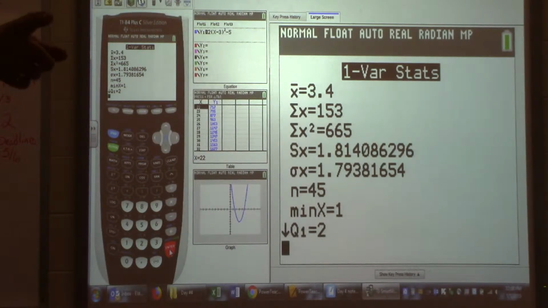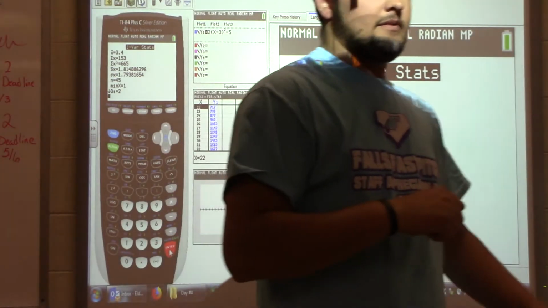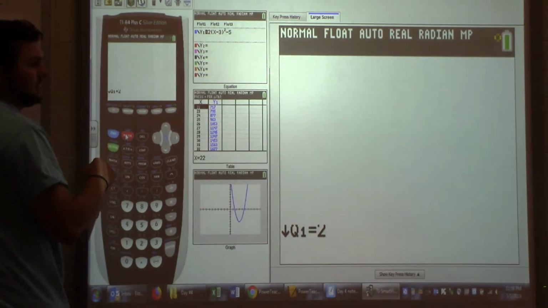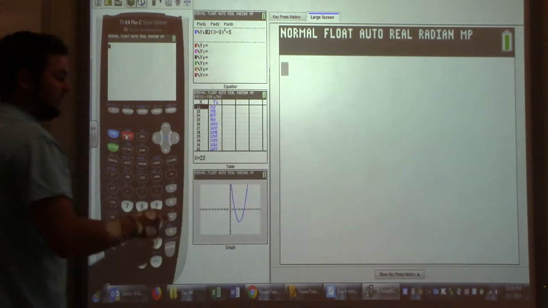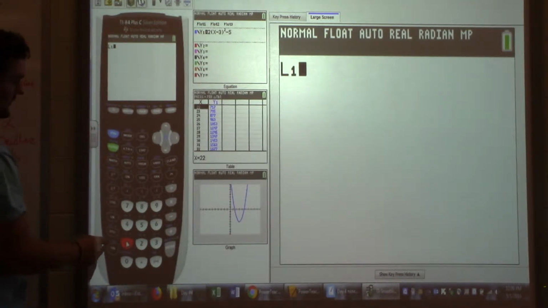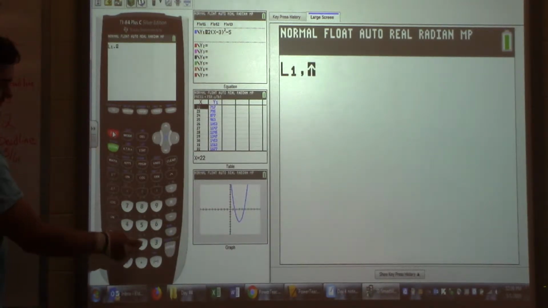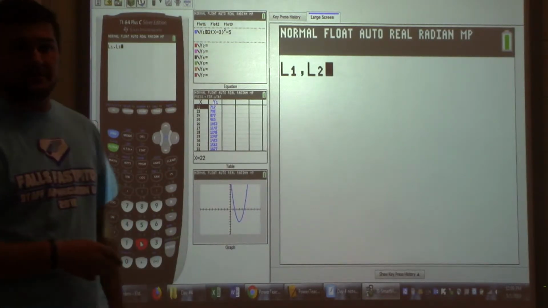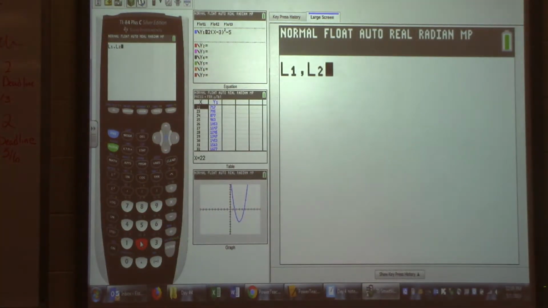Your calculator doesn't have that. You have that older calculator, right? So when you get to your screen and it pops out one variable stats, you're going to do list 1, then comma, list 2, and then hit enter. Same thing we normally do: stat, calculate, one variable stats. Our list is list 1, and the frequency list is in list 2.